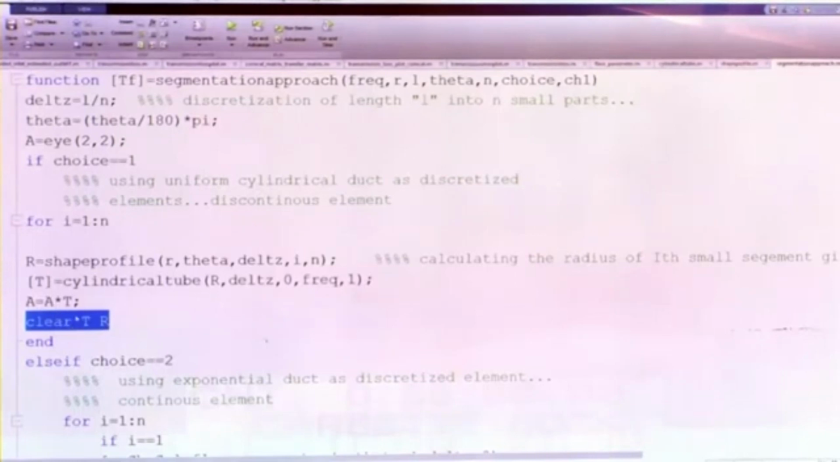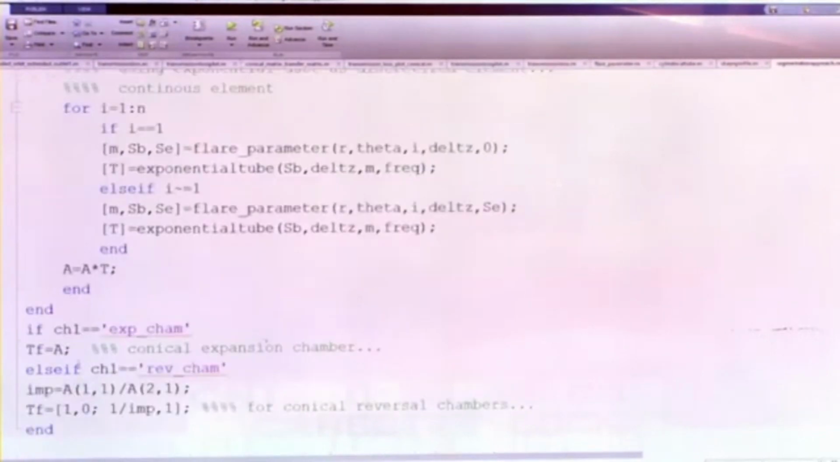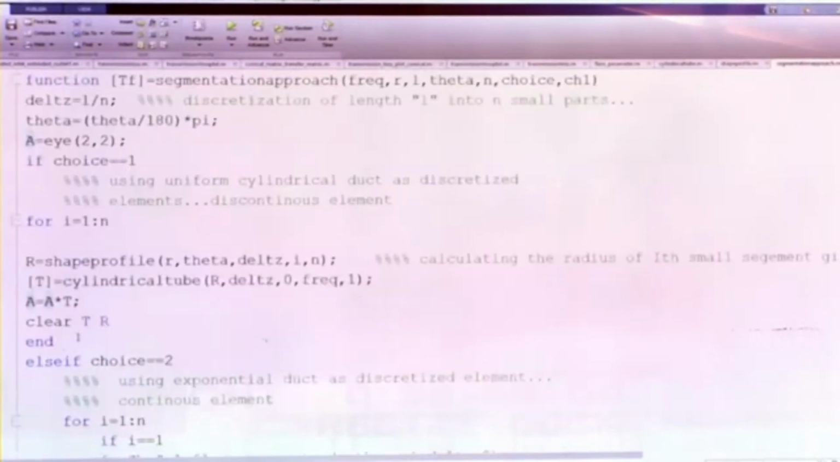So, T1 into T2. So, A becomes T1 into T2, and then again the loop enters here, R is computed for the third section, then the transfer matrix is obtained and A is equal to A1 into A2 into A3 and so on. Like this, we get the transfer matrix of the overall duct. So once the program exits the loop, for the expansion chamber, the overall transfer matrix is nothing but the cascaded matrix A itself.